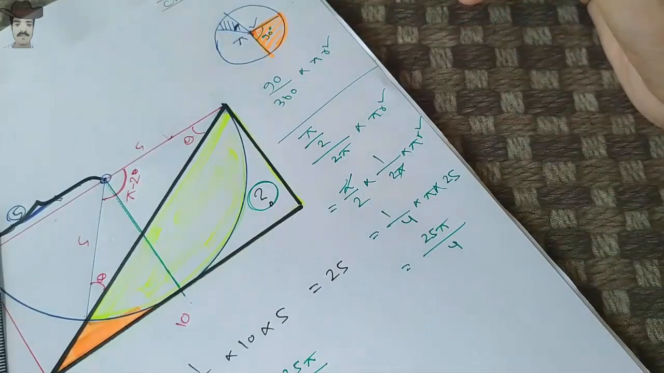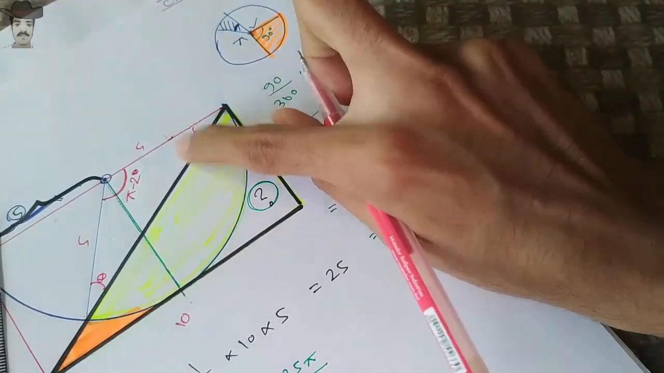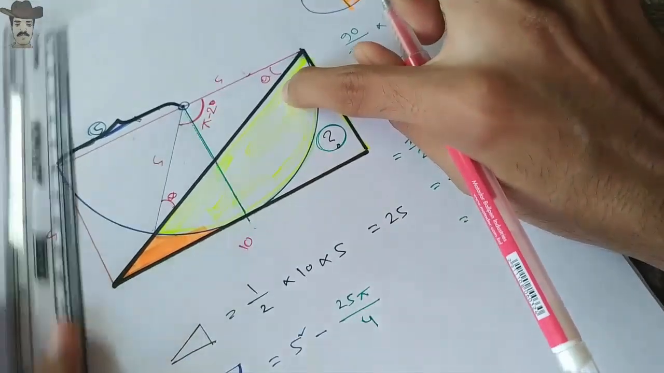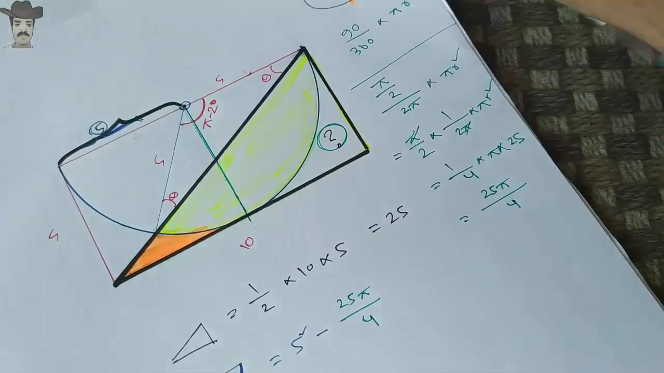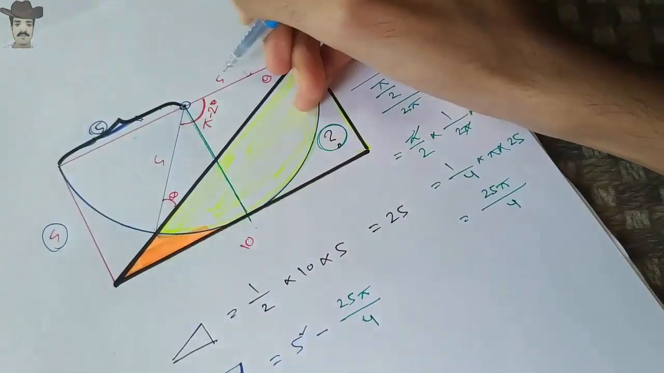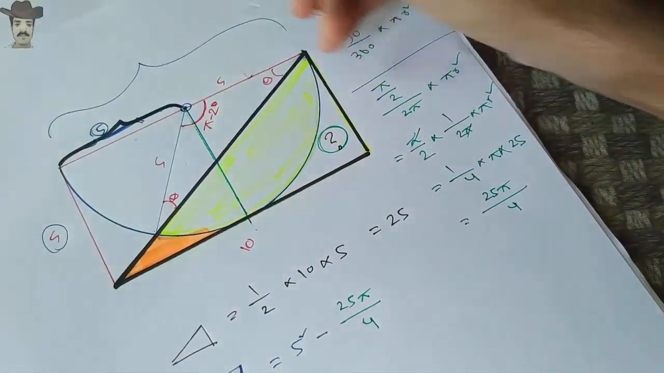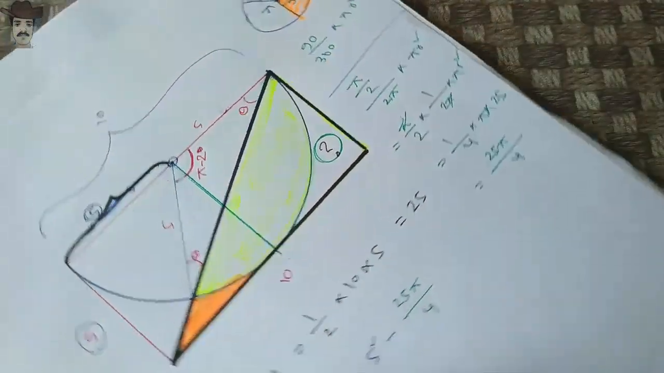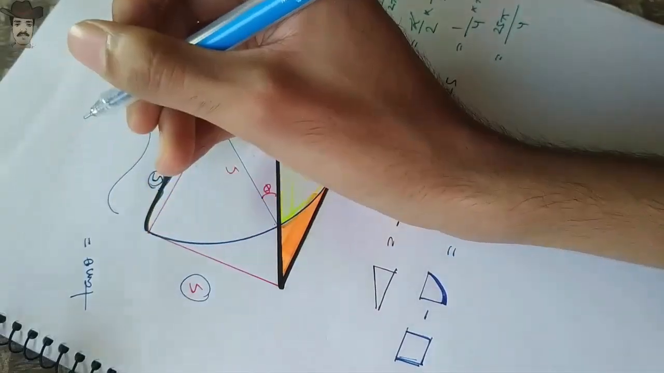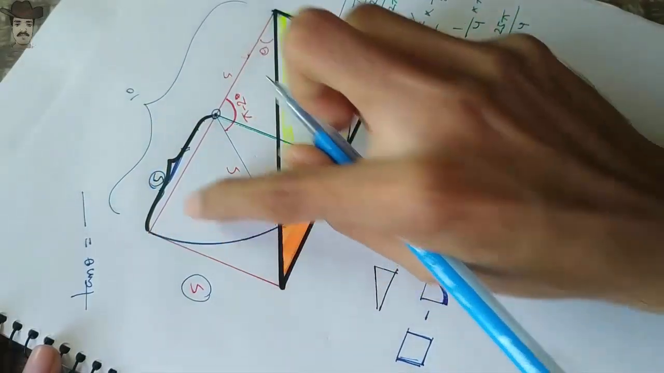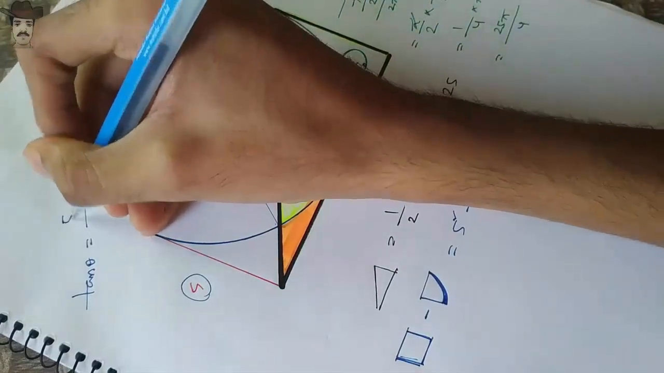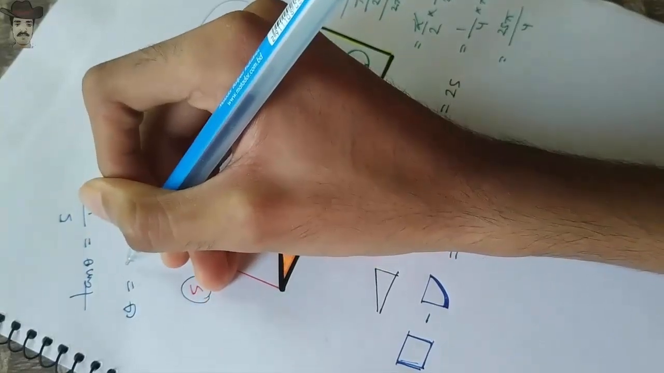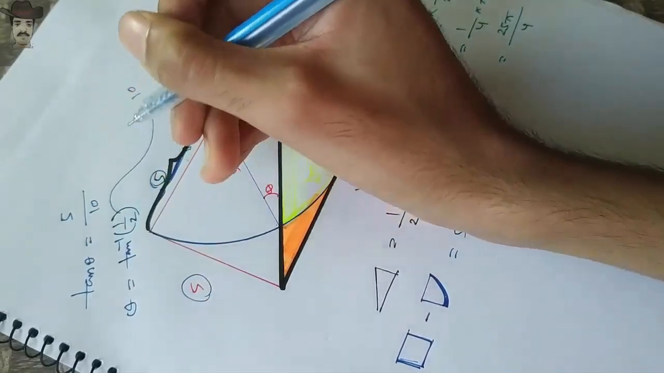Now you may ask, how can we know this angle theta? Knowing theta won't be very difficult, because we already know this side is 5 and this total is 10. From here we can see that tan theta equals 5 by 10, I mean tan theta equals half, so theta equals tan inverse half.